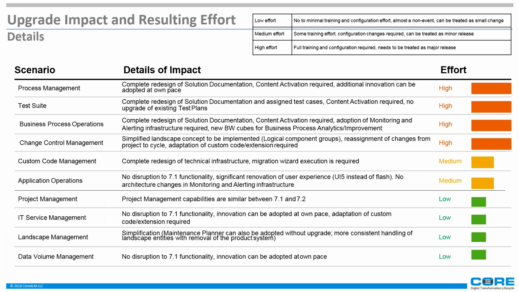Now, upgrade impact and resulting efforts. Up until now, we've been talking about the technical pieces. Now, what if you have specific scenarios implemented? If you have process management, test suite, business process operations, and change control management, those are areas that are vastly improved. But those are the areas that are going to cause you the most headache if things are not addressed, analyzed, and done properly.